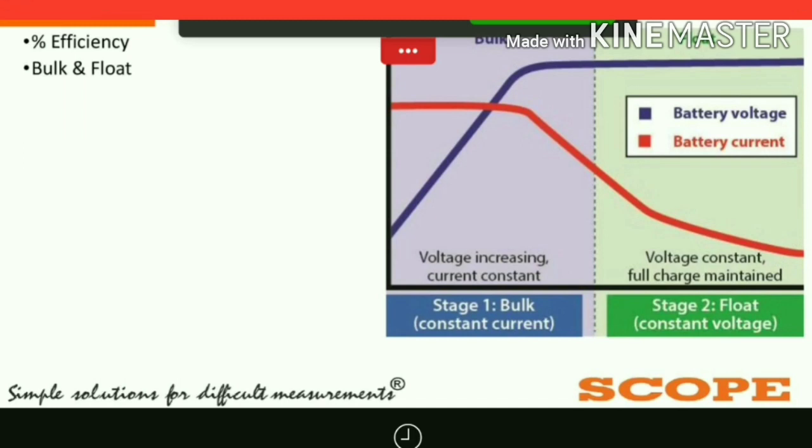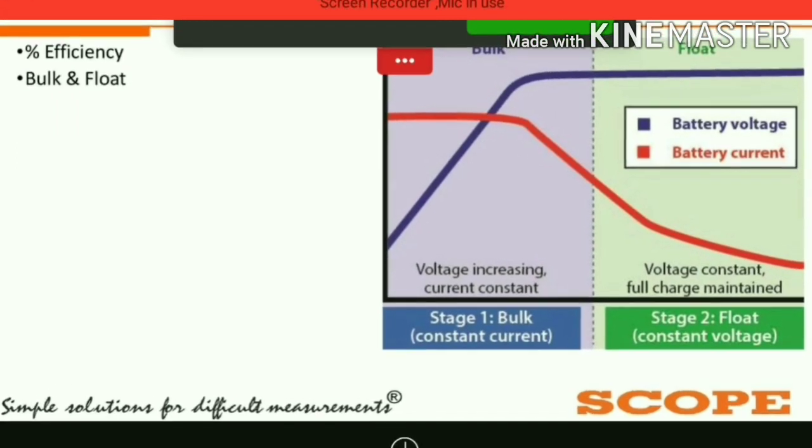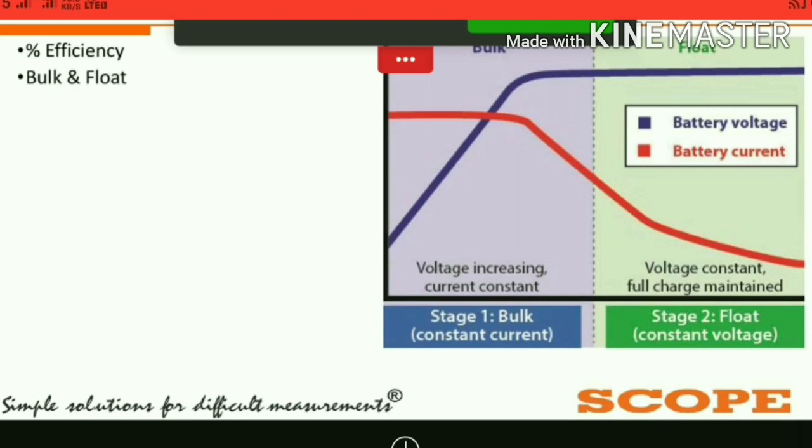Now the concept of charging: one is bulk charging and one is float charging. Whenever we connect the battery in charging mode, first we see the voltage gradually increase to a stable or nominal voltage. After that, the voltage is constant. In this constant voltage stage, you can see the charging is going on.